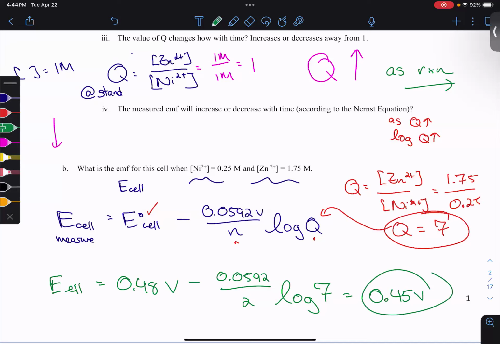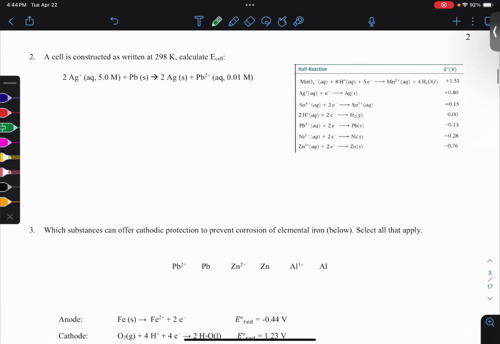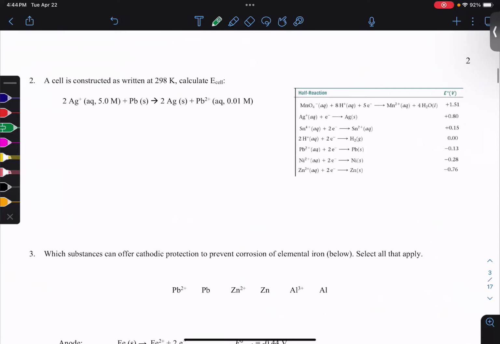All right, so that's the Nernst equation. These are real life batteries, batteries with actual concentrations that aren't 1 molarity. All right, let's do one more. Okay, cell is constructed as written, calculate E cell. So notice there's no naught there. That's not a mistake. It's trying to tell you, hey, this is not at standard conditions.